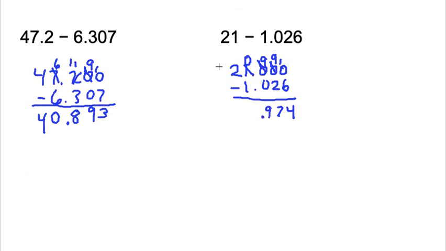Decimal drops straight down. We've got to borrow from this 2 here, so that becomes a 10. 10 minus 1 is 9. That 2 is a 1 now, and 1 minus 0 is 1. So that's really close to 20, so close to our estimate of 20. That would be a good indication that we've gone through it correctly.